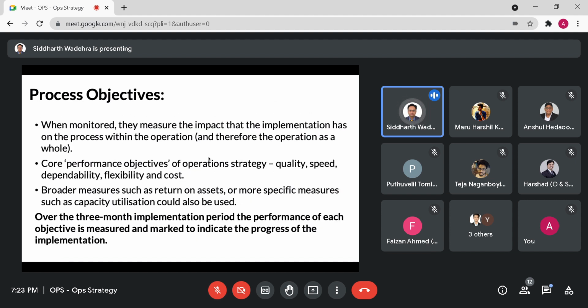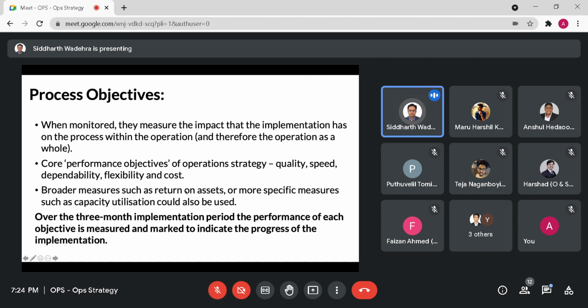All right. When we talk about process objectives, when monitored, they measure the impact the implementation has on the process within the operation. And there are different performance objectives, like we looked at cost, quality, and time. Similarly, in terms of process, you have quality, speed, dependability, flexibility, and cost. A bit of these process objectives we touched on when we looked at the process optimization bit, and we looked at a particular hospital and the processes that they were engaging with.